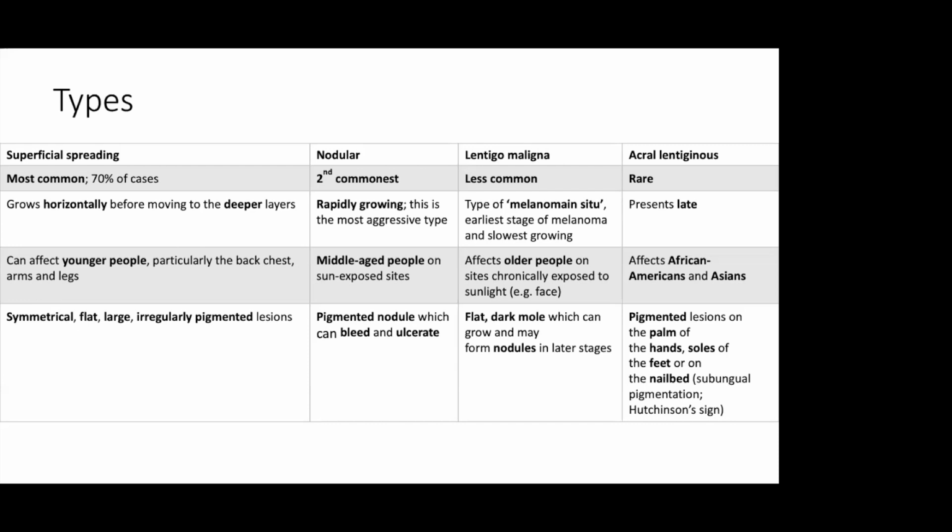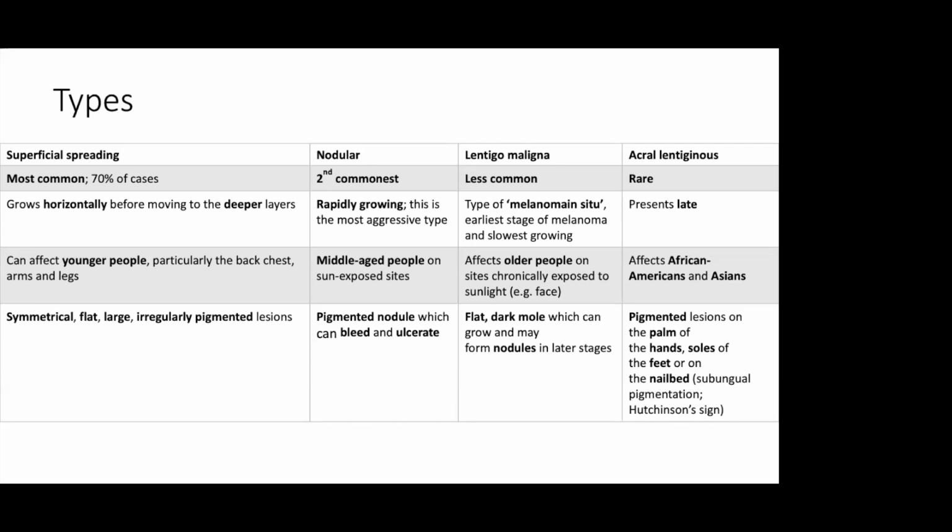After this, lentigo maligna is less common. It's described as a melanoma in situ and grows slightly slower compared to the others. It tends to present in older people in photosensitive areas, particularly on the face, and is often superficial and flat in appearance.